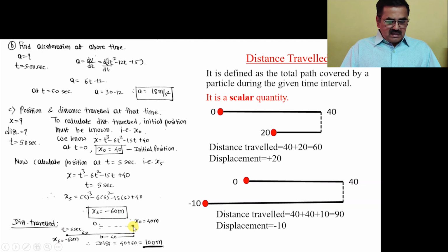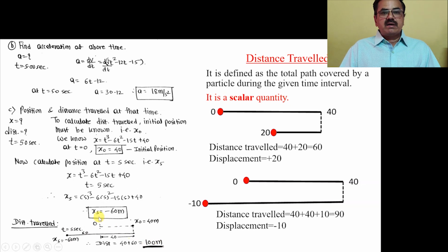Now the particle starts its motion from x0, which is 40 meters, and at t is equal to 5 seconds it reaches minus 60. So it crosses the origin here. It starts its motion from 40 meters and moves to the left, crosses the origin, and reaches minus 60. And hence the distance traveled by the particle is 40 plus 60 is equal to 100 meters.